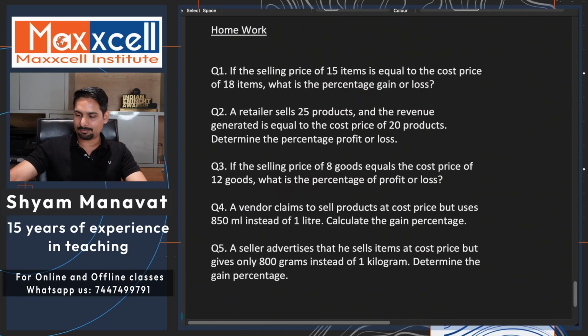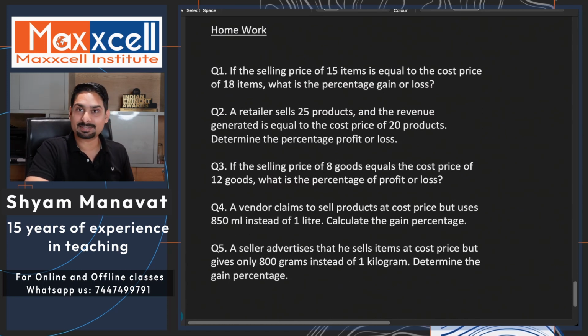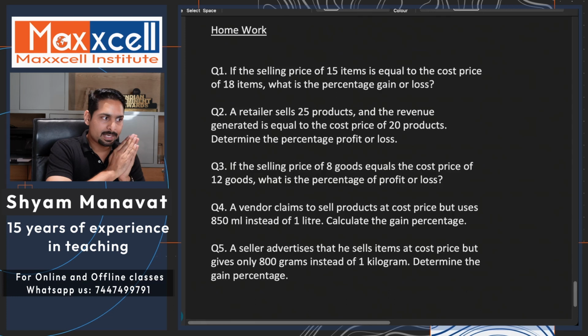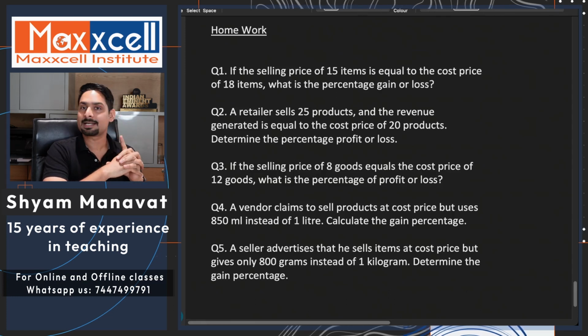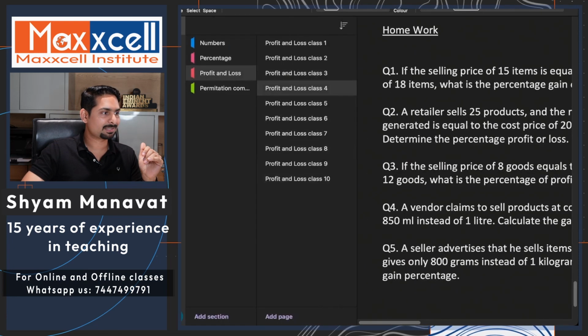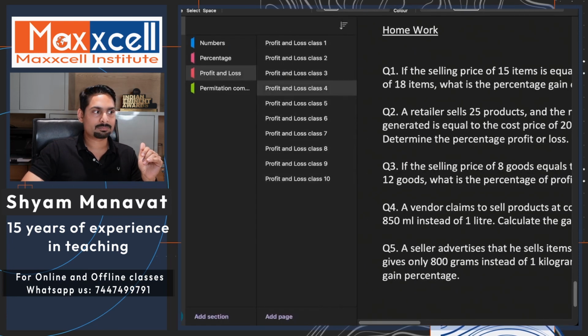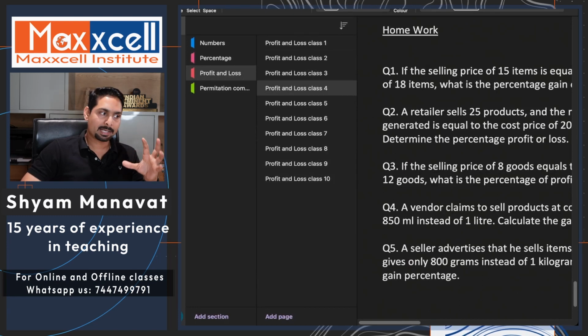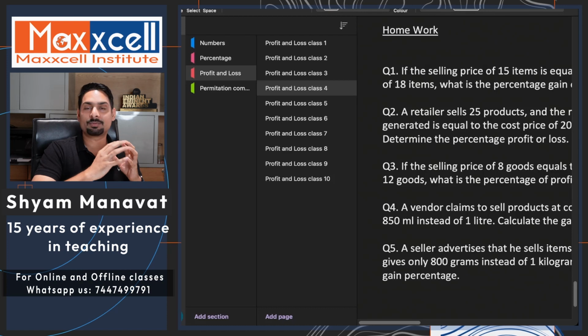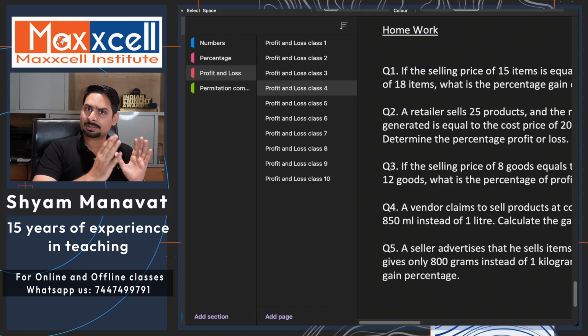Now, homework. Best part of the lecture, homework. So there are 5 questions. Try attempting these questions. We are going to discuss these questions at the end of this series. As I discussed, there are around 10 parts of profit and loss. I will create the 11th one where I am going to discuss only homework questions.